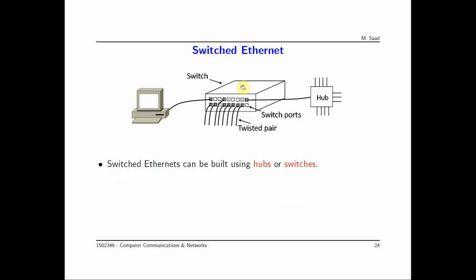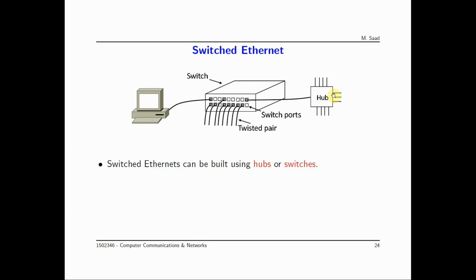So what is a switch? It's a device that has ports. As you see, these rectangles here, these squares represent ports. A cable can be connected to a port, and then the other side of the cable is connected to a computer. So if another port is having another cable and then followed by another computer, it means that these two computers are connected through the switch.